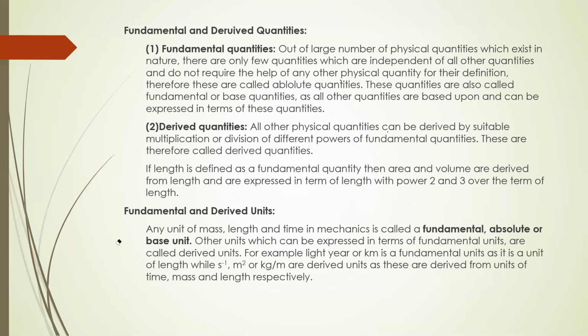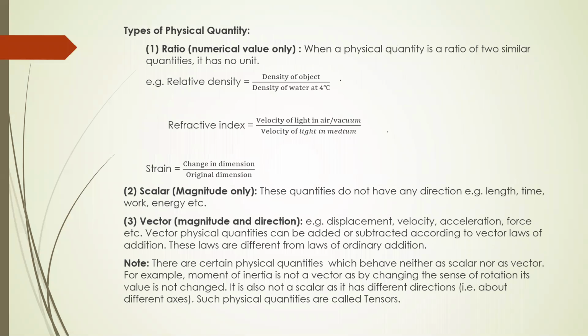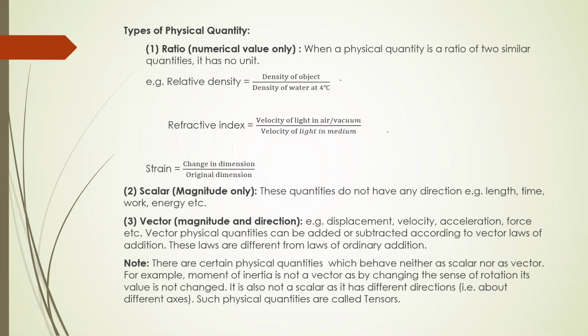Then next, see here we have different types of physical quantity again. Before going to the next type of physical quantity, we just defined derived and fundamental physical quantities. Here again we have types of physical quantity. What we just derived, fundamental and derived quantities, those are based on the formulas. Here, based on magnitude and direction, we have the types of physical quantities.